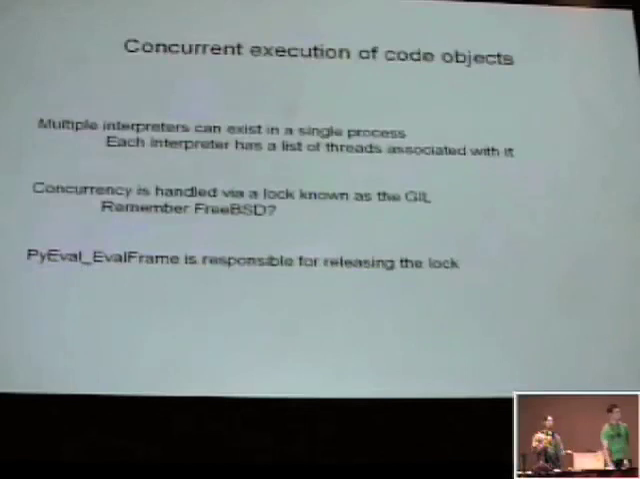So how does Python execute? How does it support multi-threading? Concurrent execution of code objects is actually handled more like FreeBSD 4.0's big giant lock, if anyone's been familiar with it. Each interpreter that's executed has a lock associated with it. While one code object, or one frame object, is being executed, that lock is held. So nothing else will execute until PyEval_EvalFrame decides to say, okay, here you go, now you guys can run. And that's pretty much how it executes. PyEval_EvalFrame is essentially purely responsible for cooperatively sharing a slice of time with each thread.